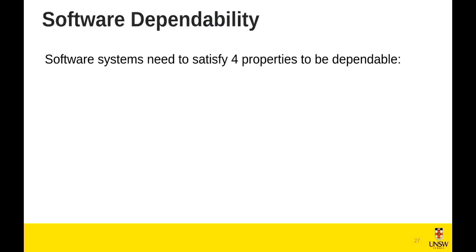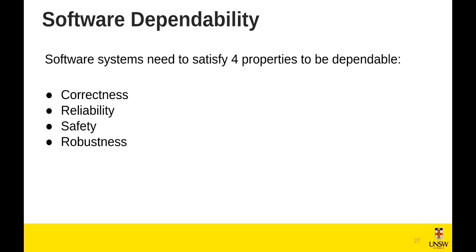So just now we mentioned software testing is a process of finding bugs. And the purpose of finding bugs is actually to make the software more dependable. And in order to call a software system dependable, it has to satisfy 4 properties. And the 4 properties are correctness, reliability, safety, and robustness.